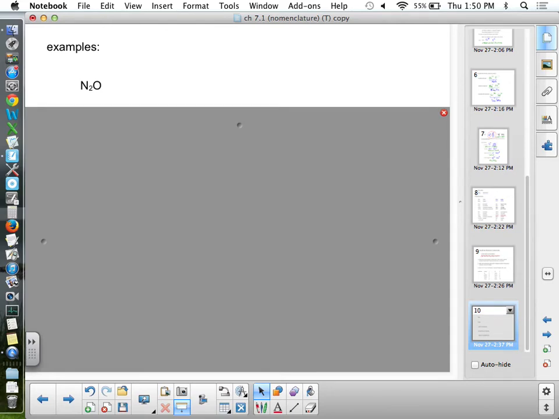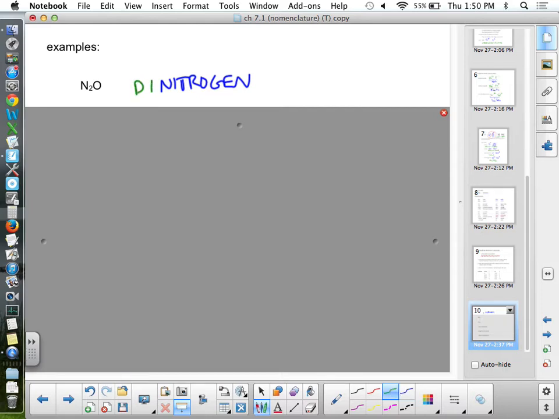N2O. I'll name the less electronegative element first, which is nitrogen. Because there's more than 1 nitrogen atom, I will use a prefix to tell how many there are. The prefix for 2 is di. The second element is oxygen, so I will use the root of the name oxygen and add the IDE ending. And then to specify that there is 1, I will use the prefix mono. Monooxide sounds a little bit clumsy, so we normally just call this dinitrogen monoxide.